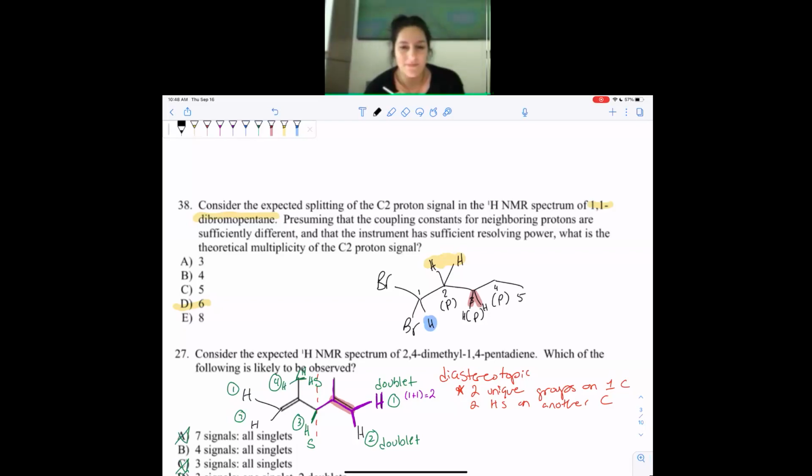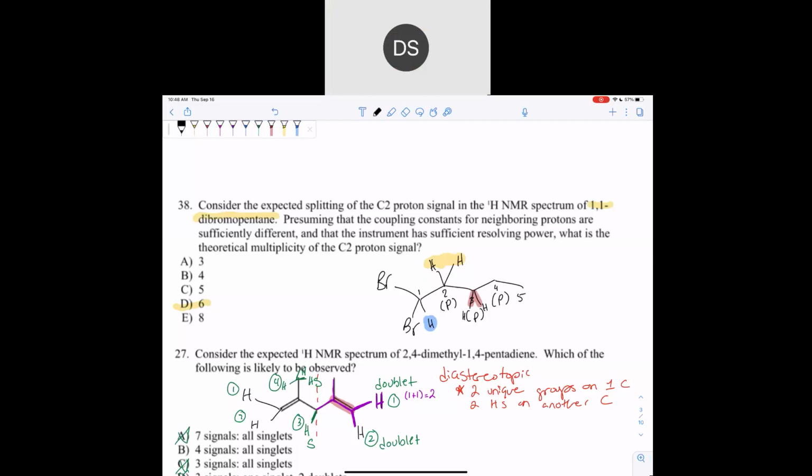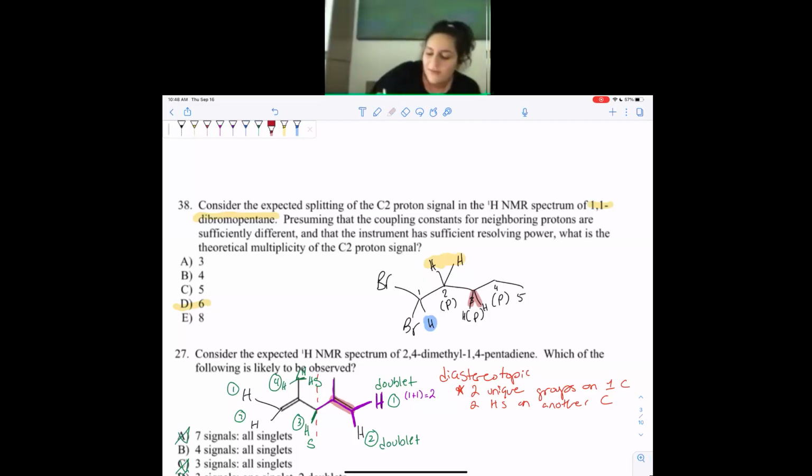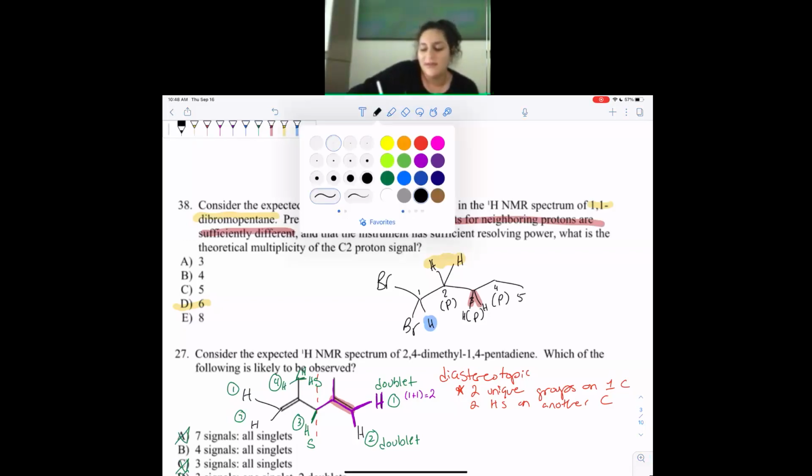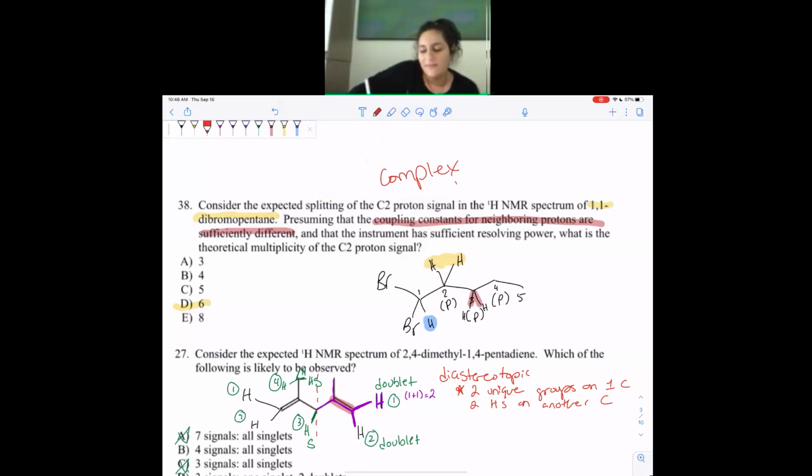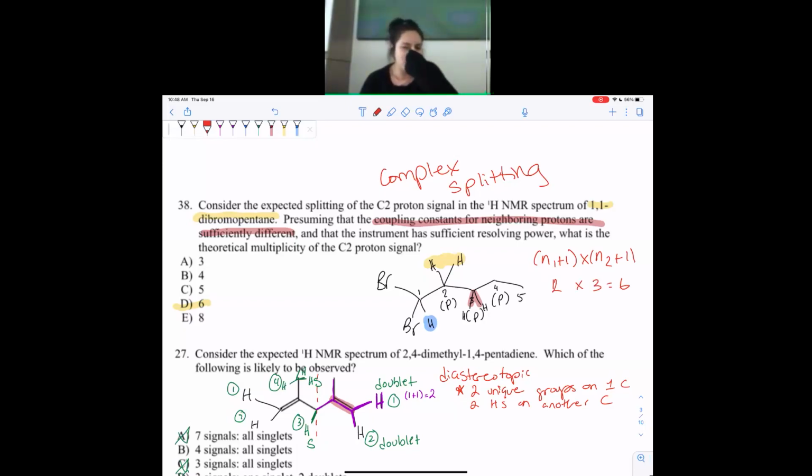Because it said the coupling constants for the neighboring protons are different, so it's complex. Cool. Okay, that's all I wanted to hear. Coupling constants are sufficiently different, so this is going to be a complex splitting question. So instead of n plus 1, we're going to do n1 plus 1 times n2 plus 1, which gave us 2 times 3, which equals 6. So you guys were absolutely right. I just wanted to make sure you were getting there the correct way.